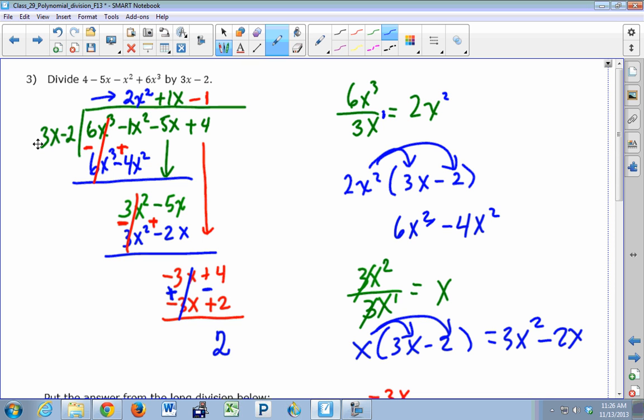Okay? So 3x minus 2 is not a factor of this cubic because we have a remainder of 2. It doesn't divide it evenly. Only when you have a 0 at the end is it a factor.